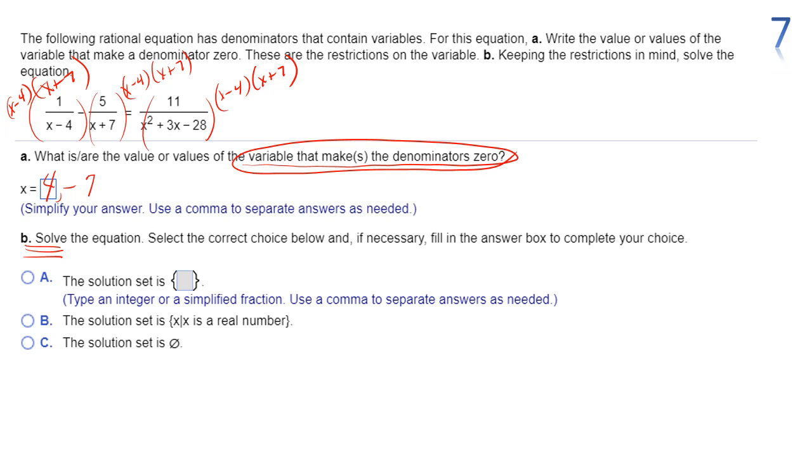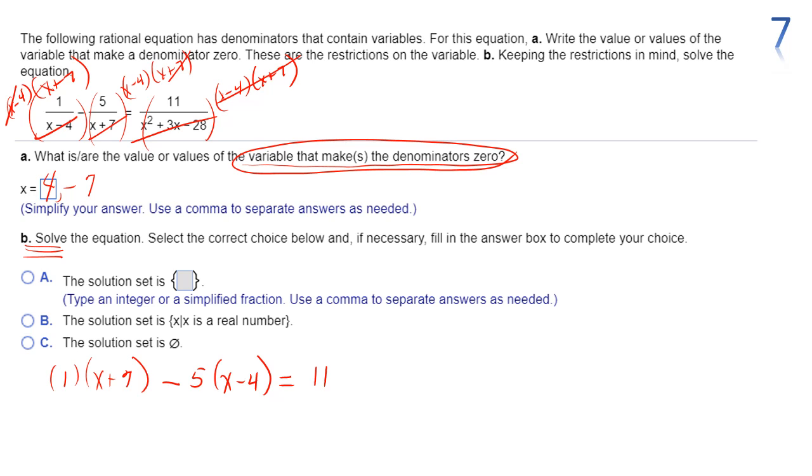Now in the first fraction, the x minus 4 would cross cancel and divide out. That just leaves you that number 1 and the x plus 7. Then in the second fraction, the x plus 7 cancels out, and that leaves me a minus 5 and the x minus 4. In the last fraction, all of this cancels because remember the trinomial is the same thing as those 2 factors. So I'm only left with 11.